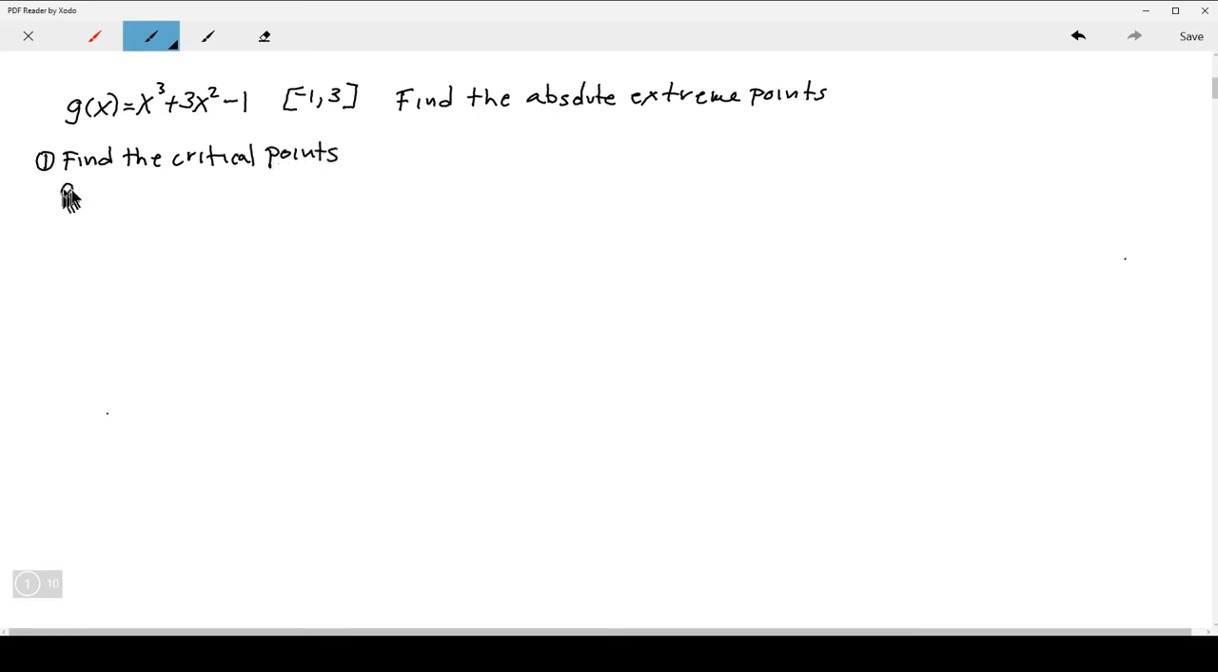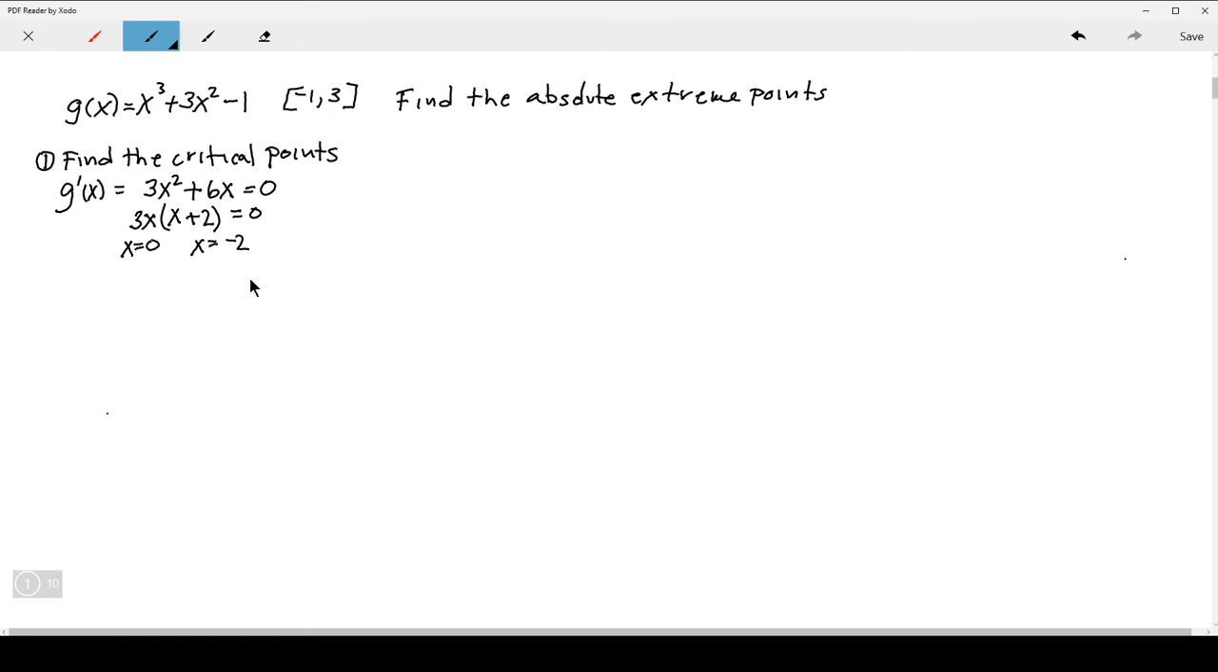All right, so that means find g prime. That's going to be 3x squared plus 6x. I need to set that equal to 0 and solve it. I can factor out a 3x, and I'm left with x plus 2. So that's going to give me x equals 0 and x equals -2.